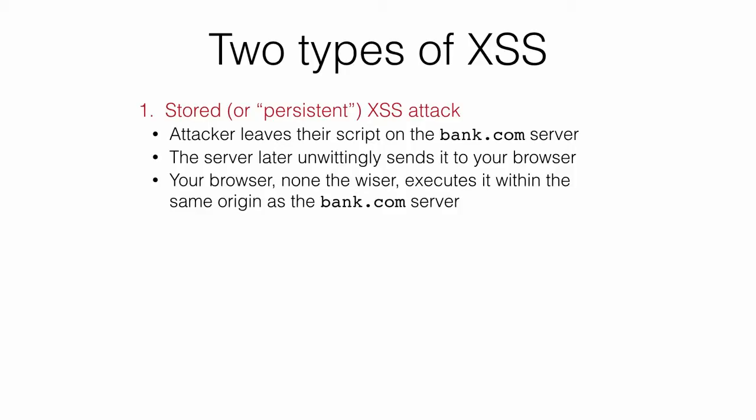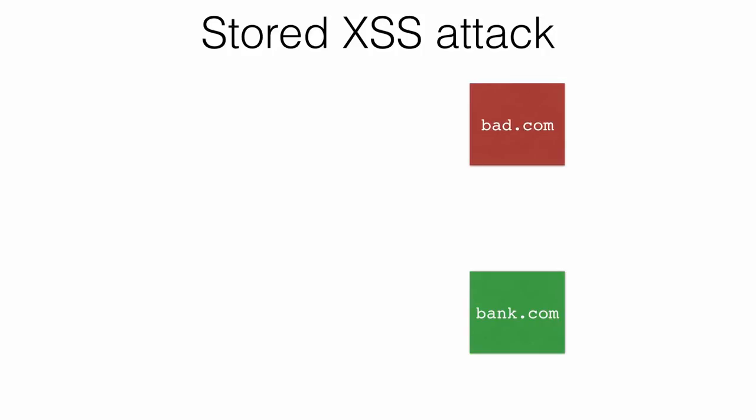There are two types of cross-site scripting attack. The first we'll talk about is called stored or persistent cross-site scripting. In this attack, the attacker leaves their script on the vulnerable web server, for example, bank.com. The server will later unwittingly send that script to your browser, and your browser, none the wiser, will execute it within the same origin as the bank.com server. Visualized, it looks like this.